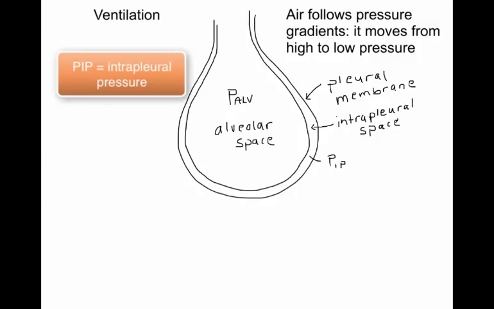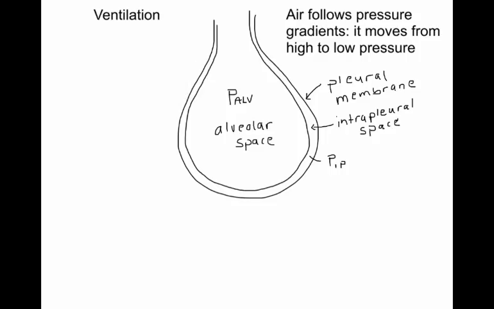The intrapleural space is lubricated with fluids that are secreted by these membranes. So you can think of these two, and this space is actually much, much smaller than what's drawn here. And in fact, these membranes are almost touching each other with a very thin layer of fluid in between them.